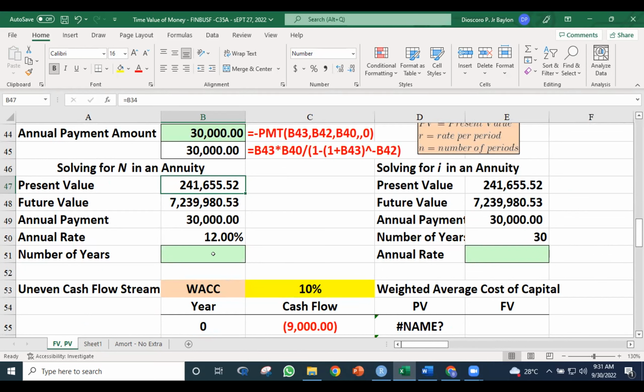Now the question is, if we have the present value of 241,000, how many years will it be so that this is equivalent to a 30,000 annuity? How many years? So what do you think will be the function used? Anyone? You can unmute yourself or use the chat box to identify what will be the Excel function that we're going to use. Anyone, please?